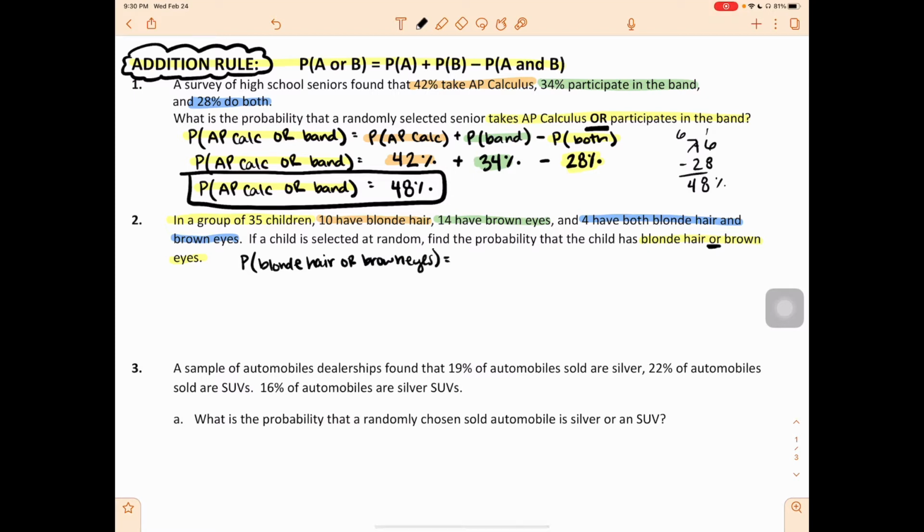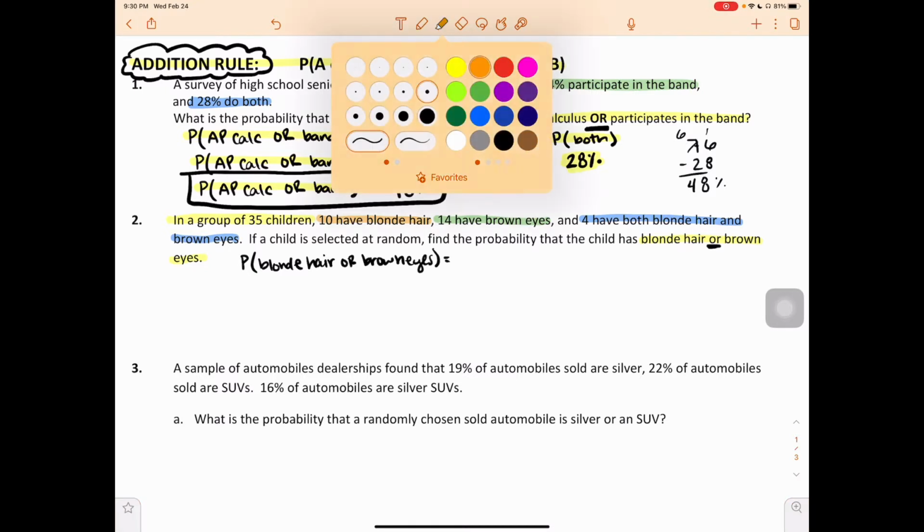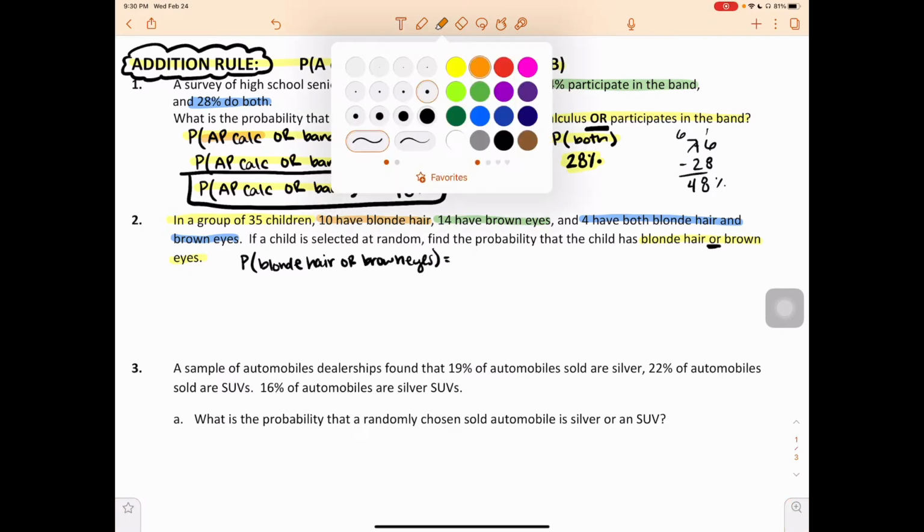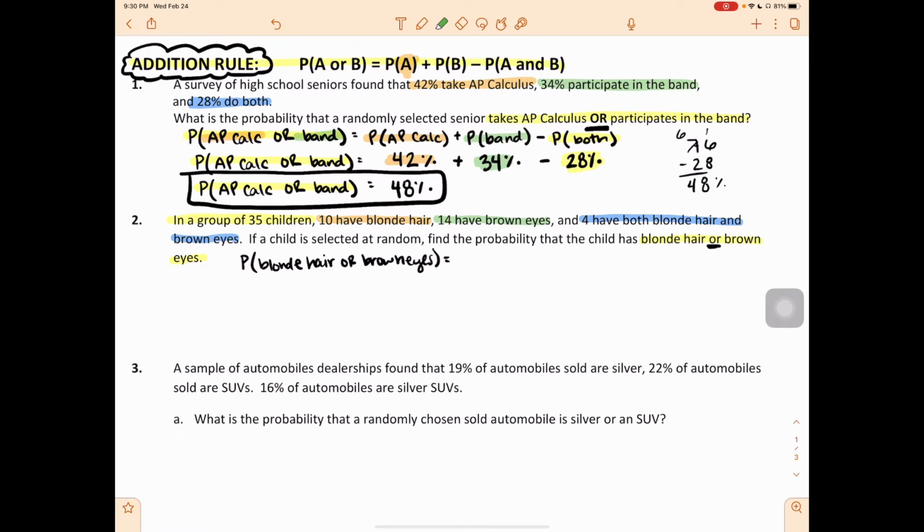Okay, so this means that following up above, I should have written this a little bit more clearly, I apologize. So up here, the AP Calc, that one went first just because that's the A, right? And then the band was second, because that's the B. And then both of them was the last one there. So the probability of both of them is there, which I just realized I color coded wrong. It should be blue, not yellow. My bad. Okay.